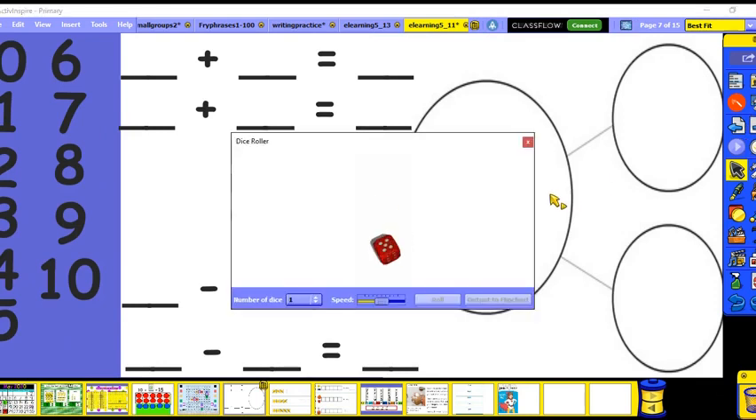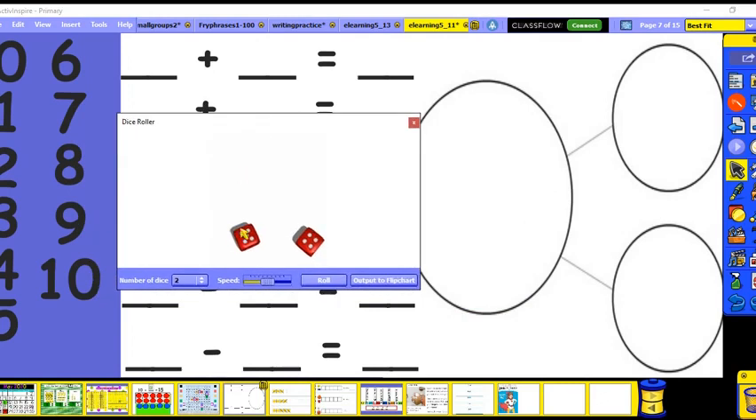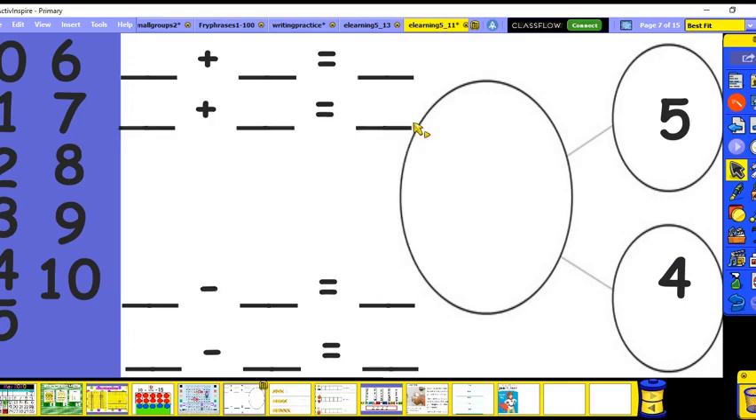Okay, we're going to do a number bond today. We're going to roll 2 dice to see what we get. All right, so we've got, how many is on this dice? We've got 5. We've got 4. And we're going to see how many we have. All right, so first we're going to start by finding our total. 5 and 4, let's count up. 5, 6, 7, 8, 9. 5 and 4 is 9.